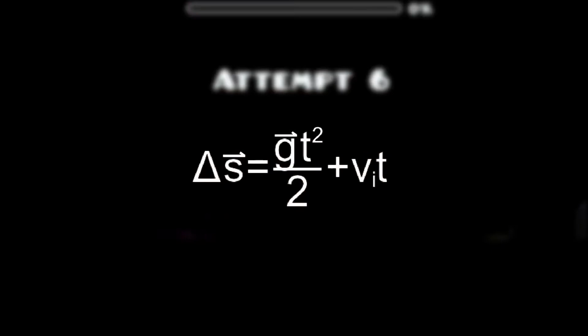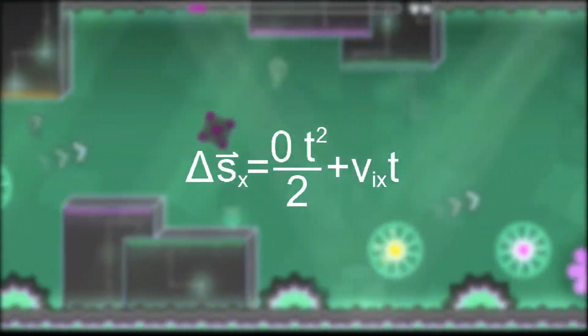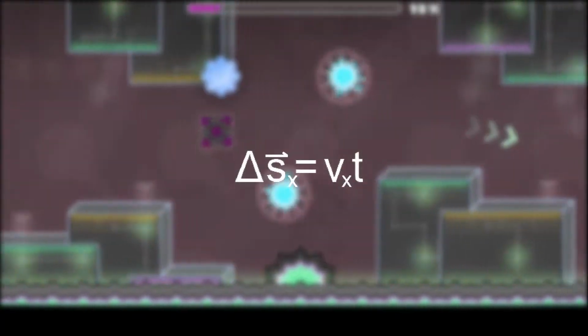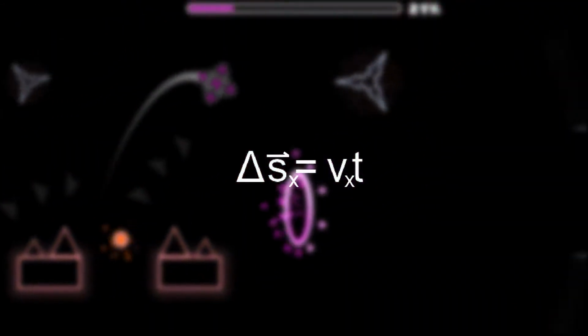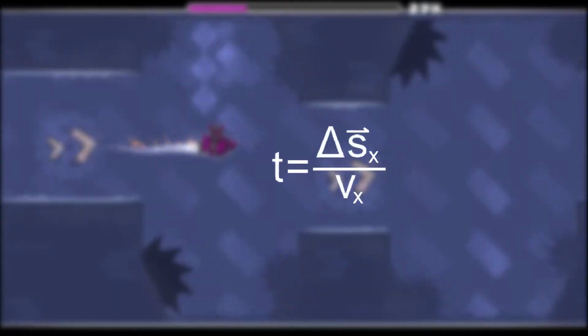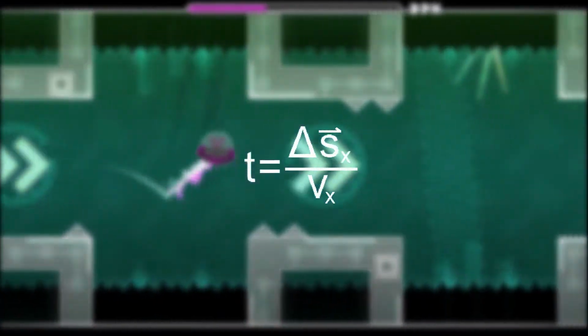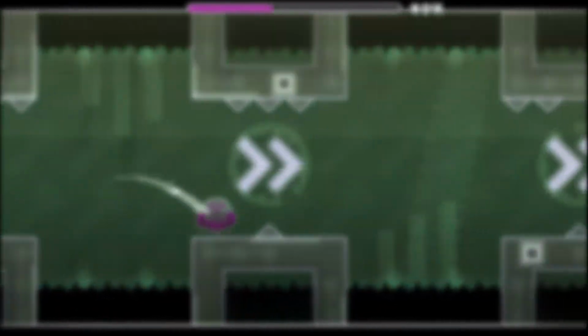Taking a look at the horizontal component of the second equation, we can actually solve for time. The acceleration is just 0 meters per second squared, and the initial horizontal velocity is the player's speed. This was calculated in episode 4. From the second equation, we find that time is equal to the change in the horizontal displacement divided by the horizontal component of the initial velocity.